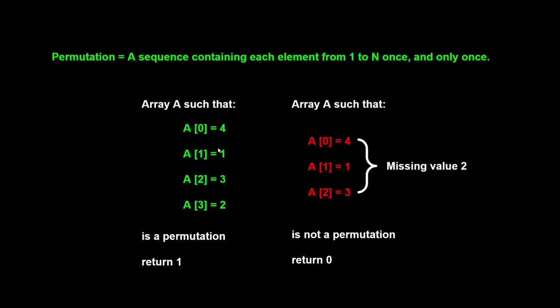So we see that we have 1, 2, 3, and 4. Each of them appear only once. So that means that this is a permutation.